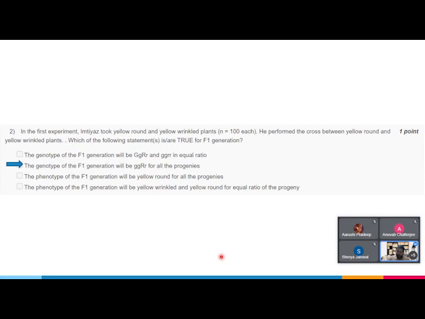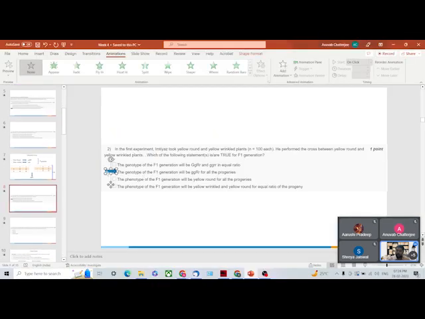So our correct answer is that the genotype of the F1 generation will be gg, Rr for all the progenies. Since this is a multiple choice question with more than one answer, this option should also be selected, and not the yellow round one. So everyone was correct.